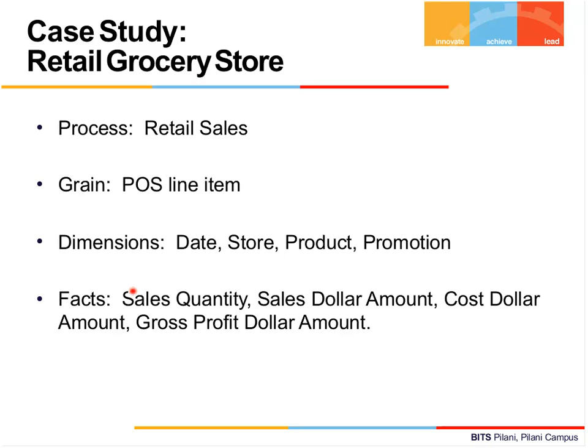And what are the different facts you could have? Quantities, dollar amounts, costs, and profit. This is a calculated value, probably gross profit, because you have a cost and sales. The difference of that will give a profit, positive or negative, whatever it is. So again, this is a calculated figure, and these are all natural values that come from the operational system.